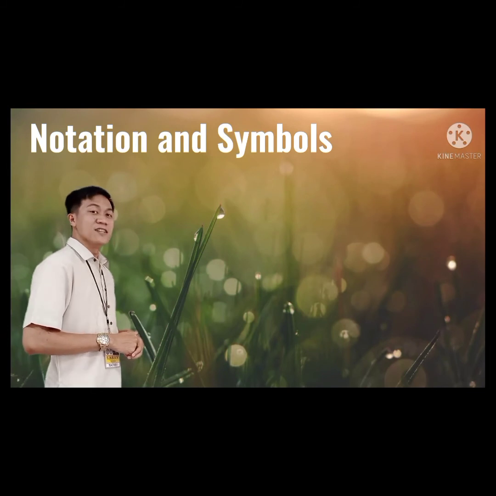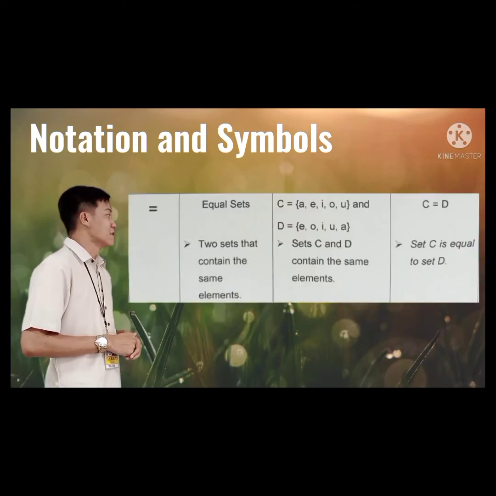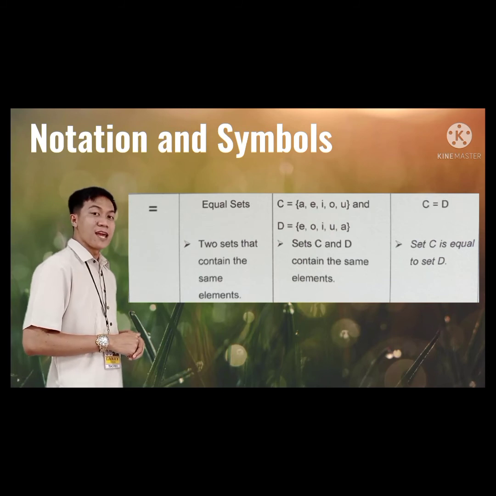The next one is equal sets. When you say equal sets, that is two sets that contain the same elements. For example, our set C, the elements are A, E, I, O, and U. And our set D, the elements are also A, E, I, O, and U. Therefore, set C and D are equal sets.